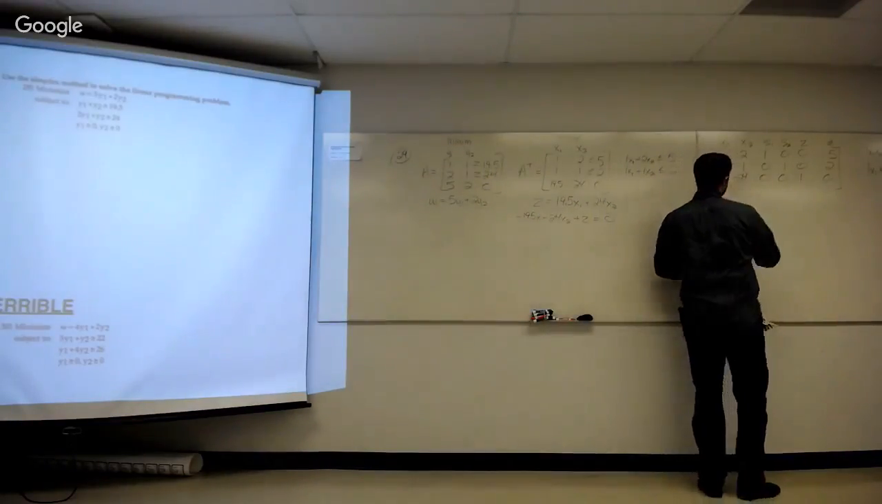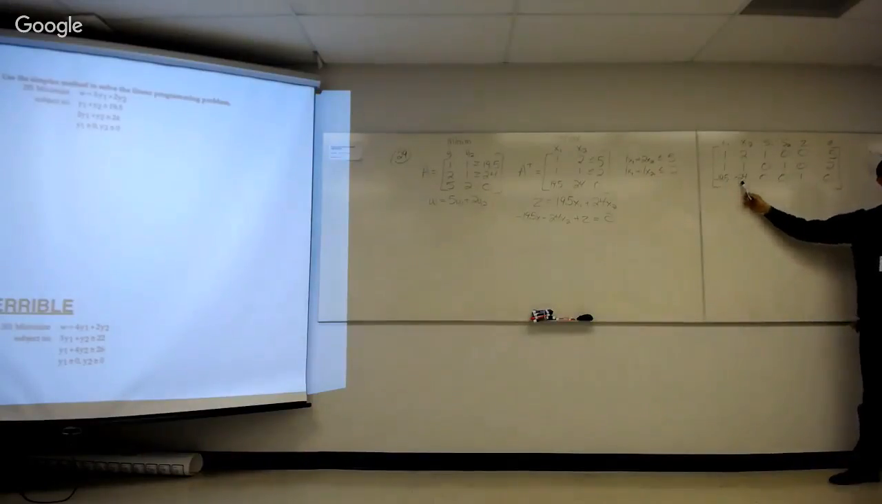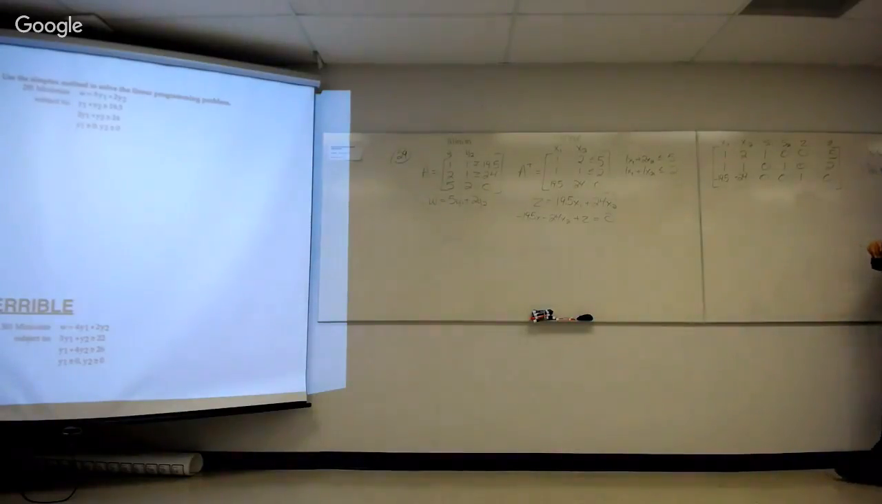So, our goal, what's our ultimate goal? It's about the bottom row. What do we want our bottom row to be? All non-negative. It's okay if there's some zeros in there, but it has to be non-negative.